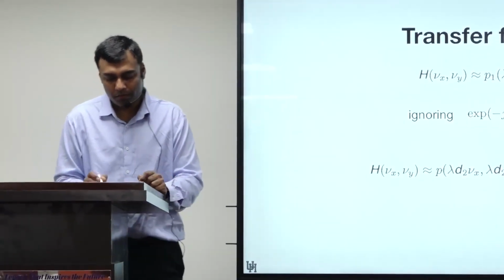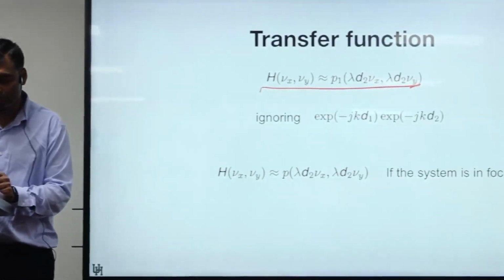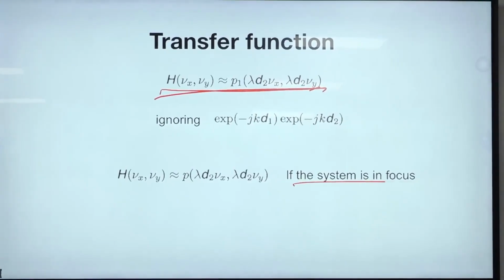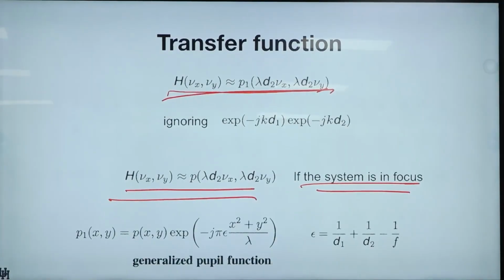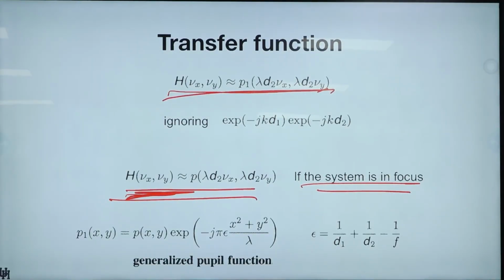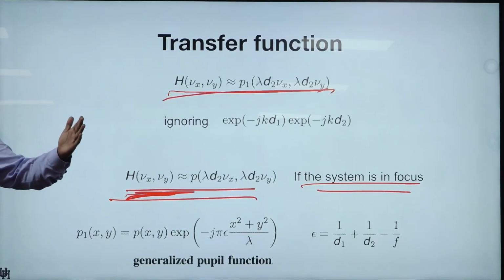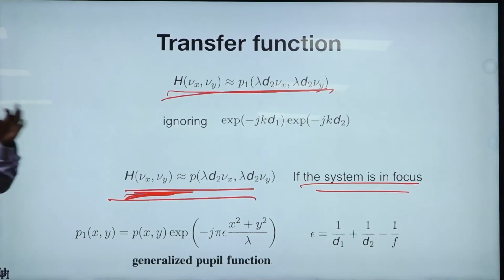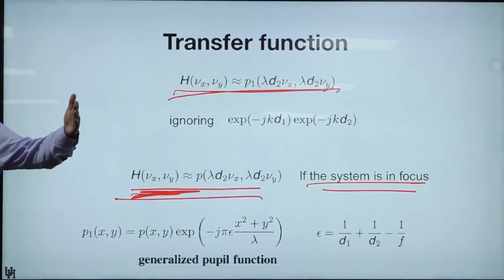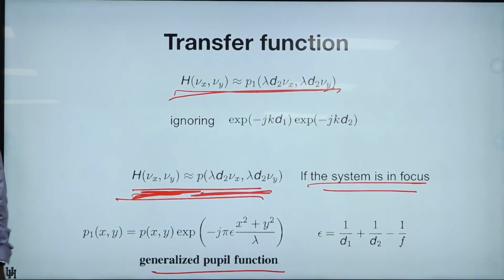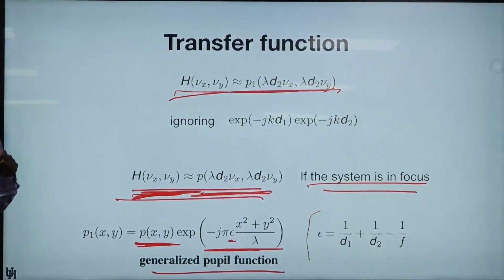Mathematically, this is the transfer function of the generalized pupil function. If the system is in focus, basically you have h of the transfer function of the optical system. So you have an object and an image. You can think of it as an input signal and the output signal, and everything in between is the transfer function, what the system does. The transfer function is related to the generalized pupil function, which is related to the aperture itself, and this quantity which has epsilon. If you are in focus, then epsilon equals 0. If you're not in focus, then you can figure out what the system does.